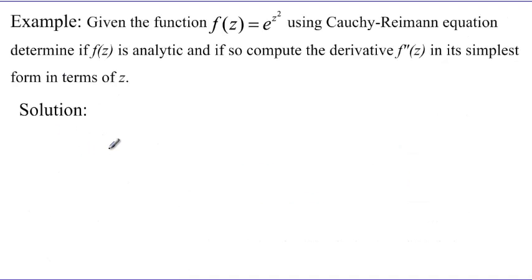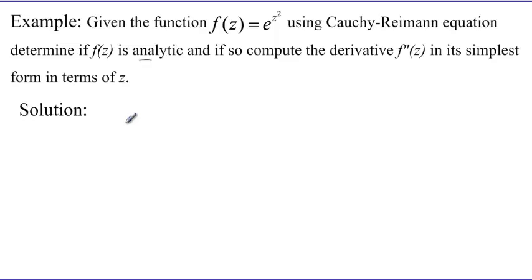We are given a complex function f of z equals e to the power z squared. We are required to use the Cauchy-Riemann equations to determine whether the function f of z is analytic, and if so, to determine the first derivative f prime of z in its simplest form in terms of z. So let's start this way.